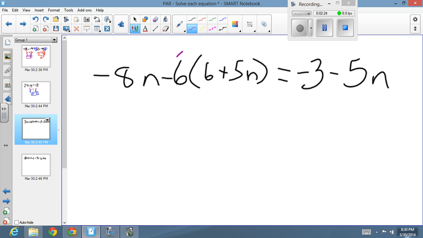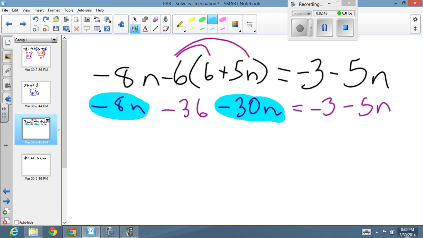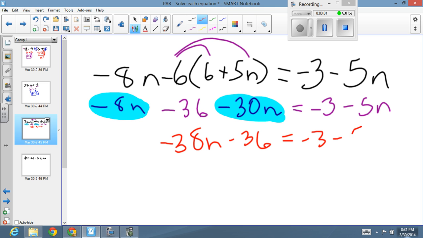Well, first things first, we got to get rid of parentheses. -6 times 6 is a -36. -6 times 5n is a -30n. Now I'm going to go ahead and combine my like terms, which I have over here. Same variable, same exponent, like terms. So that would be a total of -38n's minus 36 equals -3 minus 5n.